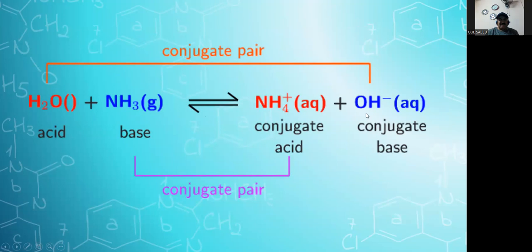So now the question is, how can the conjugate acid be defined? A conjugate acid can be defined as the species resulting when an acid donates a proton to a base. And a conjugate base can be defined as the species resulting when a base accepts a proton from an acid, and the resulting species is called the conjugate base.